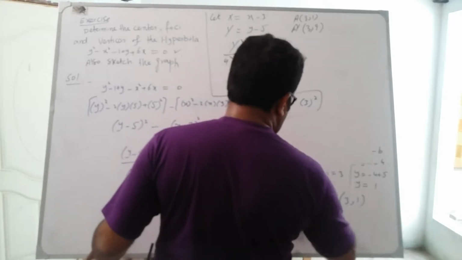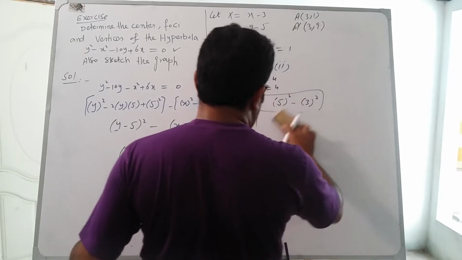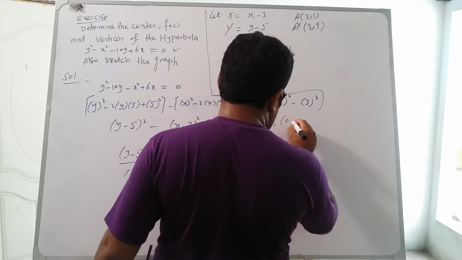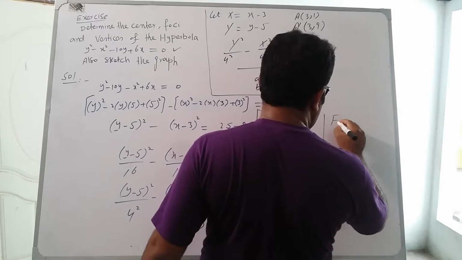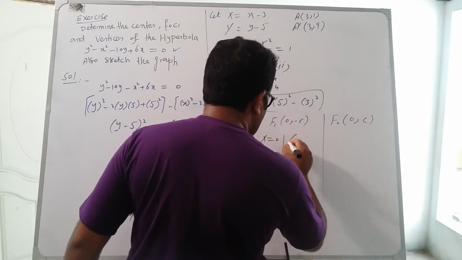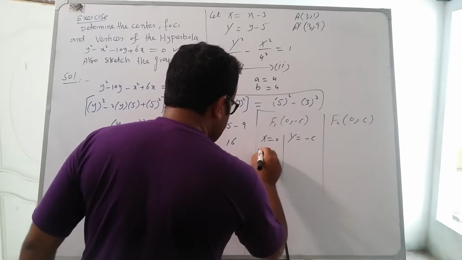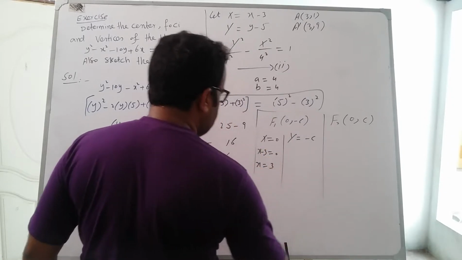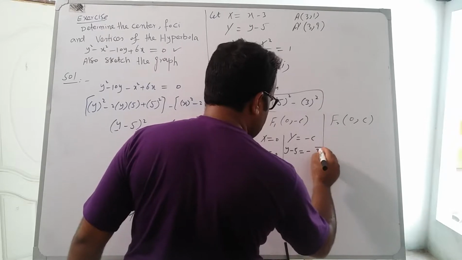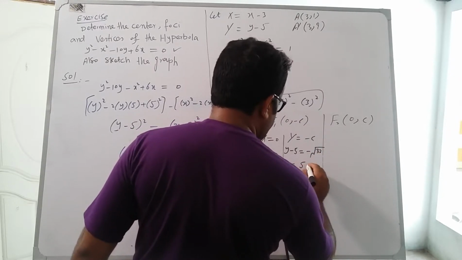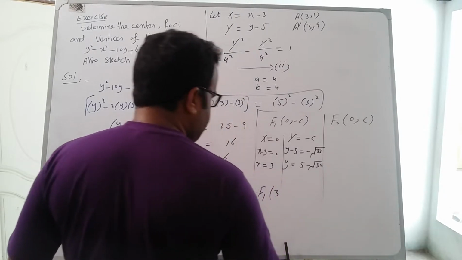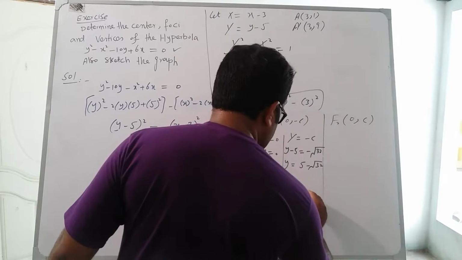Okay, now we find the foci of the hyperbola. For the foci, F1 is (0, minus c) and F2 is (0, plus c). For F1, x is equal to 0 and y is equal to minus c. X equal to 0 means x minus 3 is equal to 0, so x is equal to 3. What is the value of y? Y minus 5 is equal to minus the value of c, which we found to be square root of 32, so y is equal to 5 minus square root of 32. So we find F1 is (3, 5 minus square root of 32).